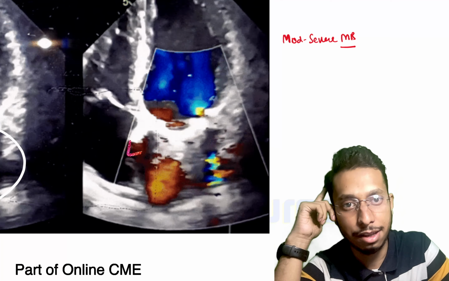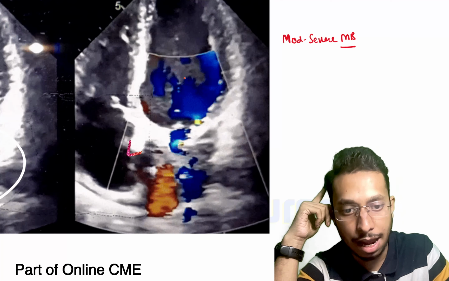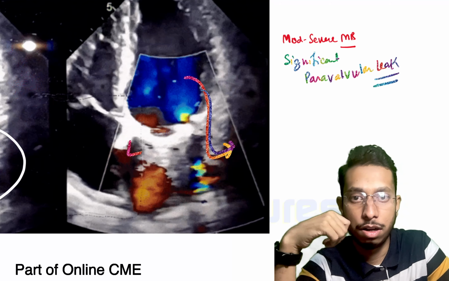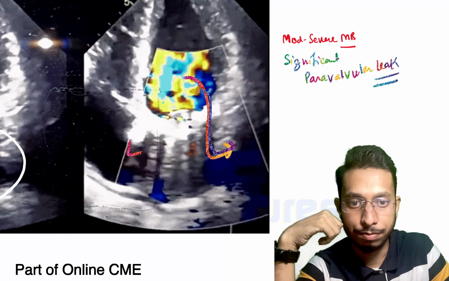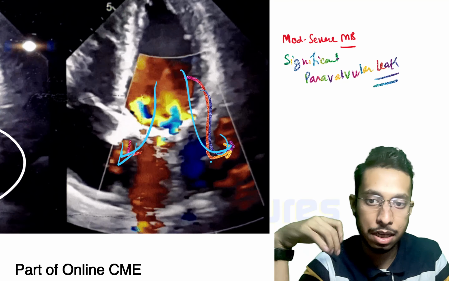And if you check in the color Doppler, you can see a jet along the LA free wall. The MR jet is along the free wall and suggestive of significant paravalvular leak. Okay, significant paravalvular leak. Now you can see here and there, on both sides of this metallic prosthetic valve, there is a paravalvular leak present.